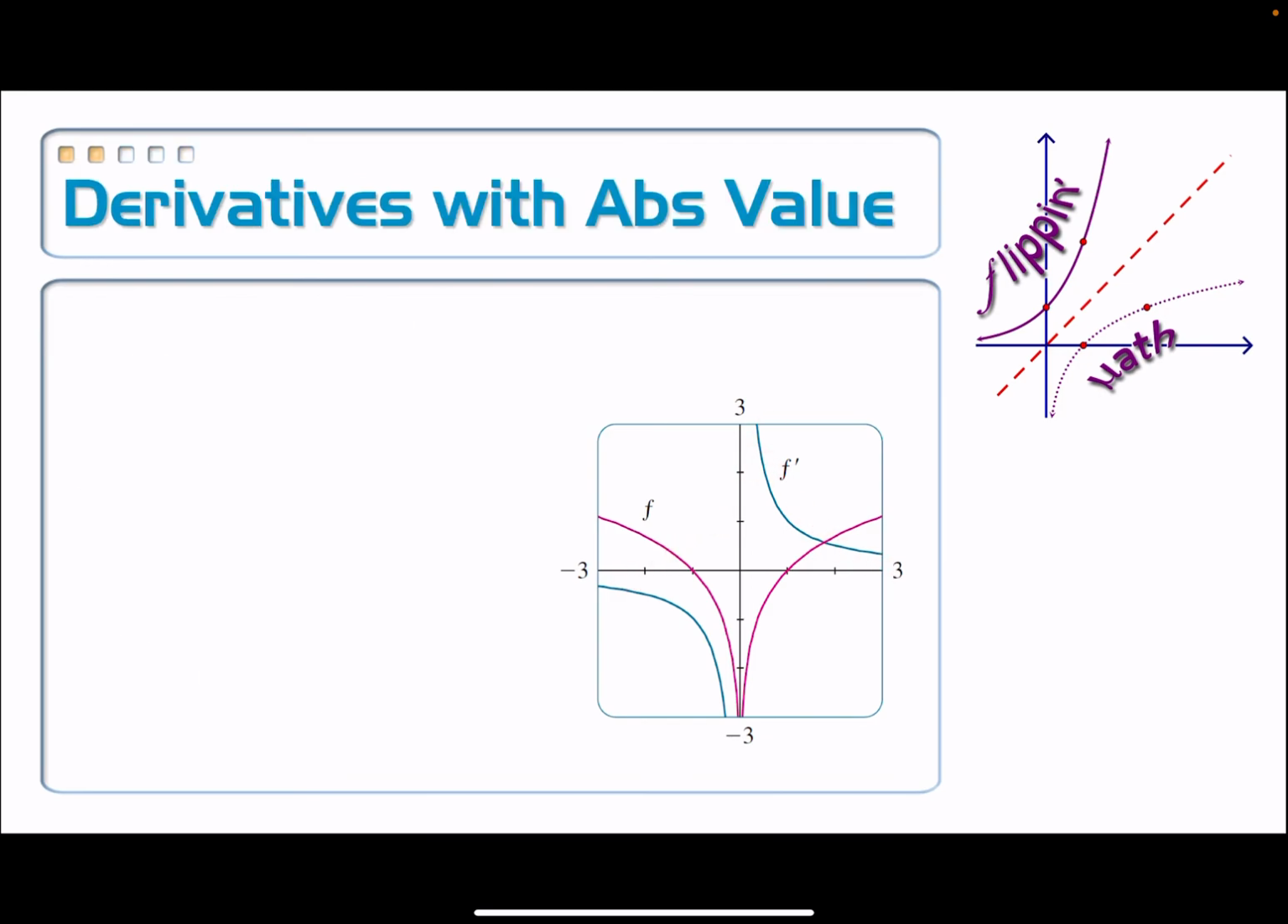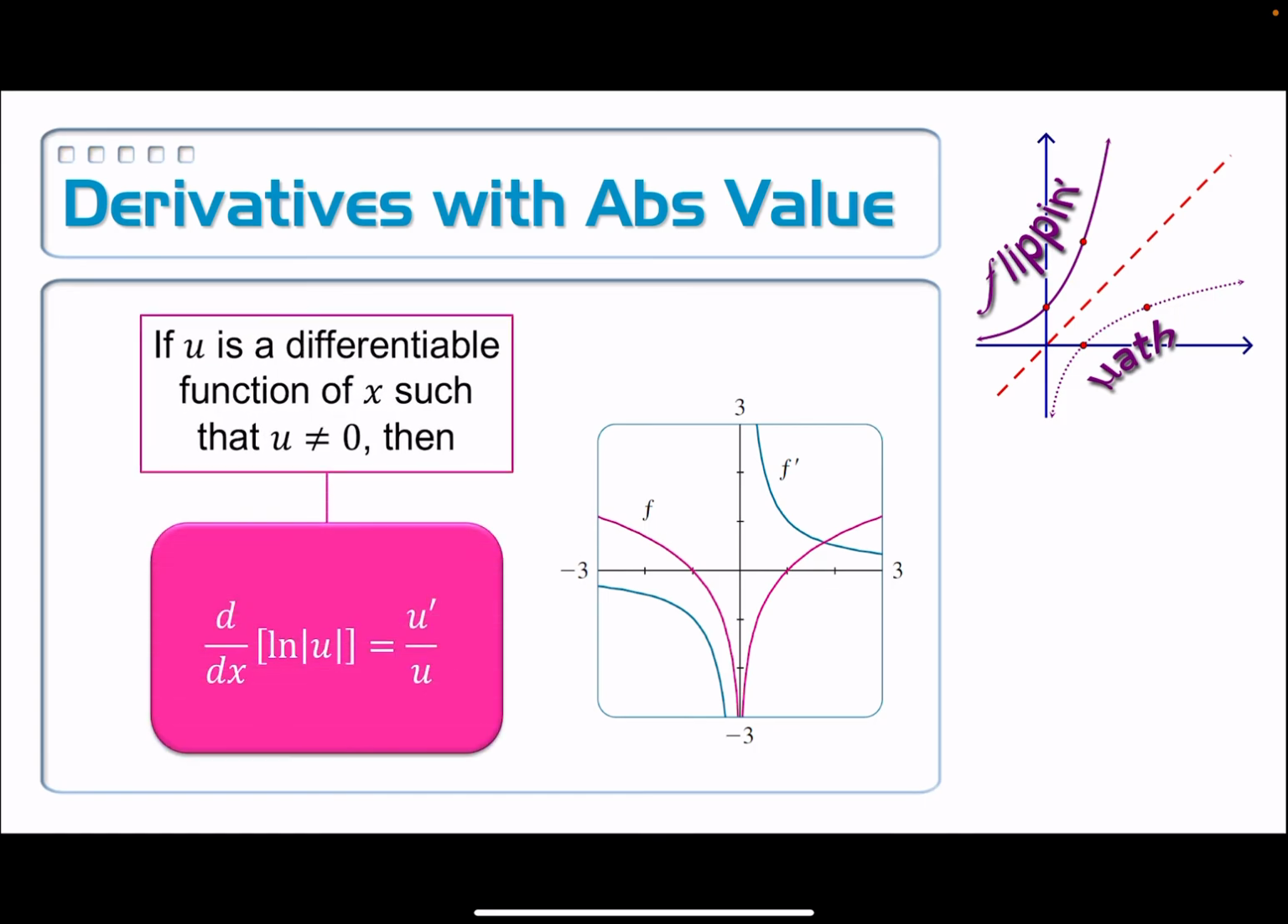So that brings us to derivatives with absolute values. It looks like this. If u is a differentiable function of x such that u is not equal to 0, then the derivative with respect to x of the natural log of the absolute value of u is equal to u prime over u. And I promise you this is going to come back to us whenever we start doing antiderivatives, working with logarithms and integrals, and finding the area underneath the curve.